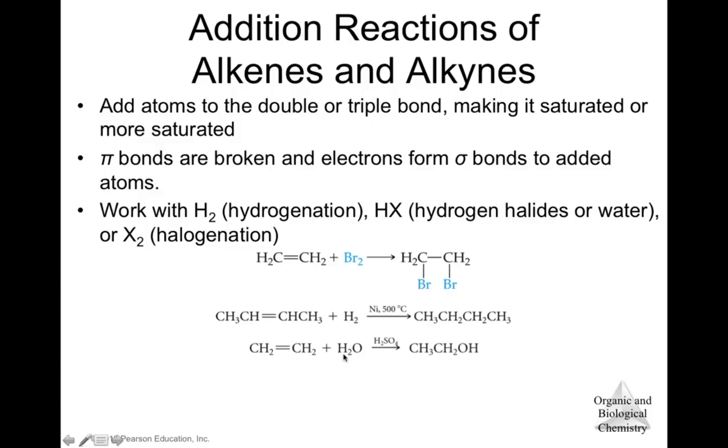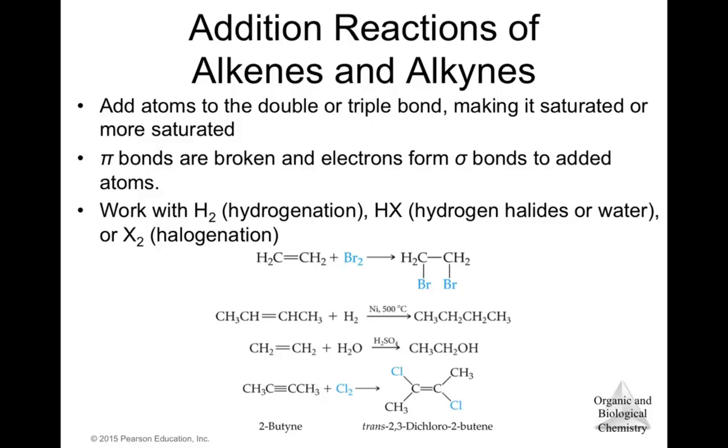Also, we can add water with sulfuric acid, and the water is made of hydrogen and OH, so we can put one hydrogen on one carbon and the OH on the other one, and this will create this molecule that is an alcohol. Okay, and this is a saturated one. So all of the addition reactions for alkenes or alkynes make the compounds more saturated.